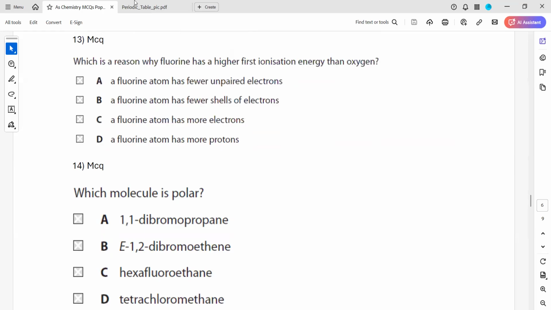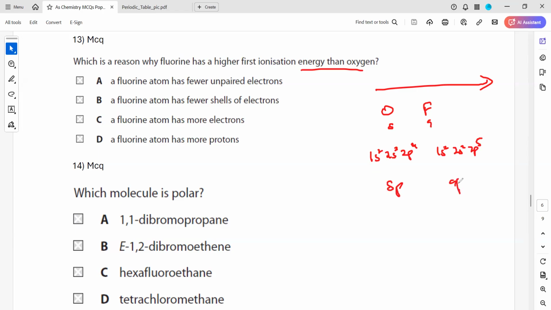Question 13. What is the reason why fluorine has a higher first ionization energy than oxygen? Fluorine and oxygen are in the same period. Fluorine is 9, oxygen is 8. When we write the configuration of oxygen, oxygen is 1s2, 2s2, 2p4. And for fluorine, it is 1s2, 2s2, 2p5. But when we compare the nuclear charge, there are 8 protons here and 9 protons there.